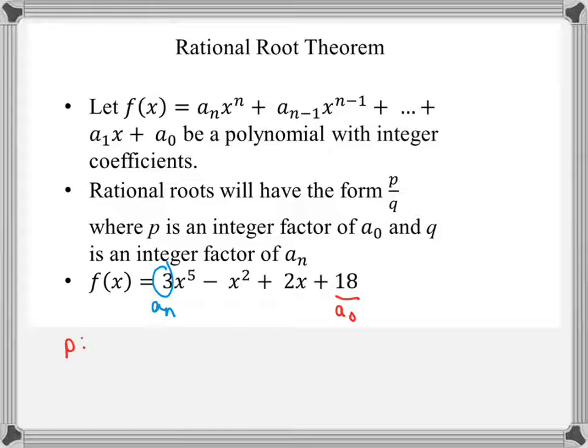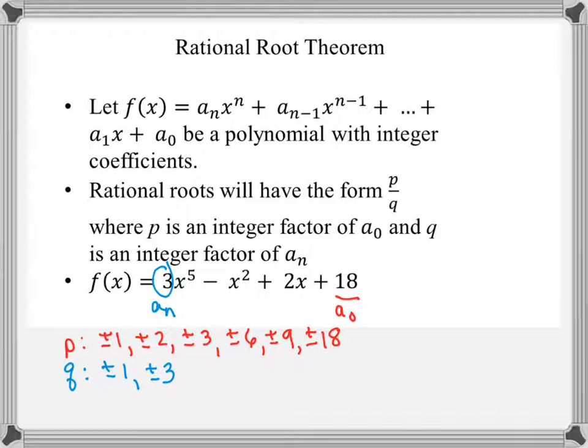Our p's will be factors of our constant of 18. So factors of 18 are plus or minus 1, plus or minus 2, plus or minus 3, plus or minus 6, plus or minus 9, and plus or minus 18. And our q's will be factors of our leading coefficient, in this case 3. So our q's are plus or minus 1 and plus or minus 3. So on the next slide, we're going to look at all the different ways of forming p over q.